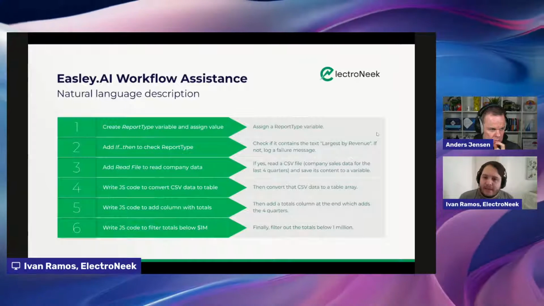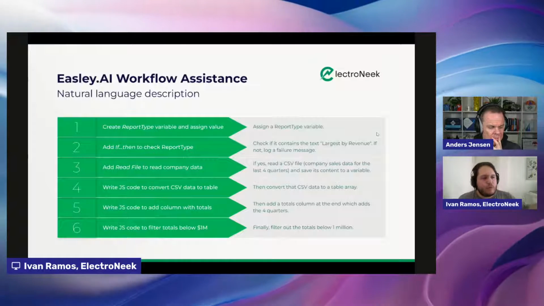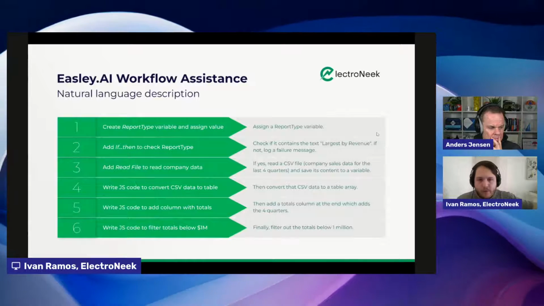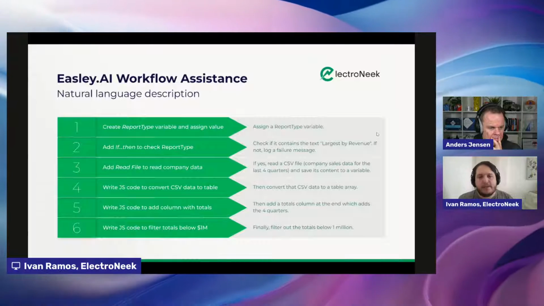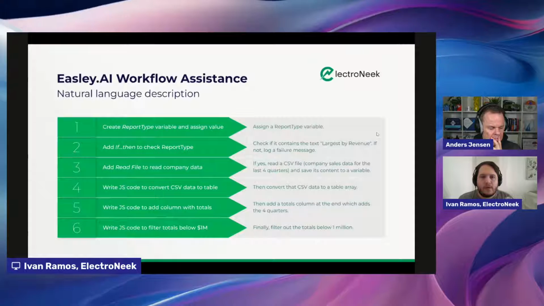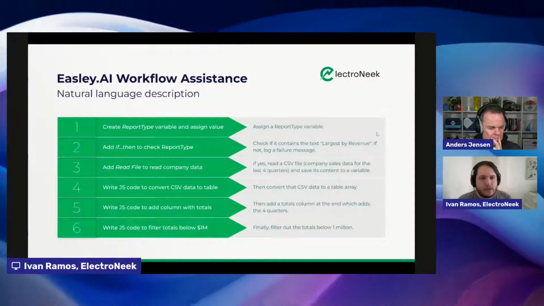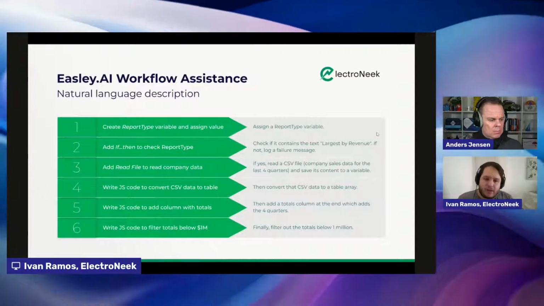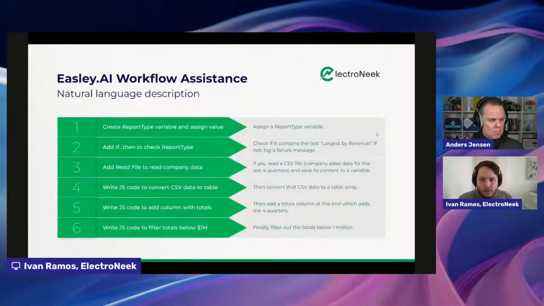And if we just translate those steps into natural language requests, as if we were instructing one of our colleagues, this is what I want you to build for me, that's what we get on the right. We have short, simple sentences that describe what we need to do in each one of those steps. Assign a report type variable, check if it contains a certain text. If not, log a failure message. That's of course optional. If yes, read a CSV file, save it to a variable, then convert it, add a totals column, and then finally filter out the totals below 1 million.